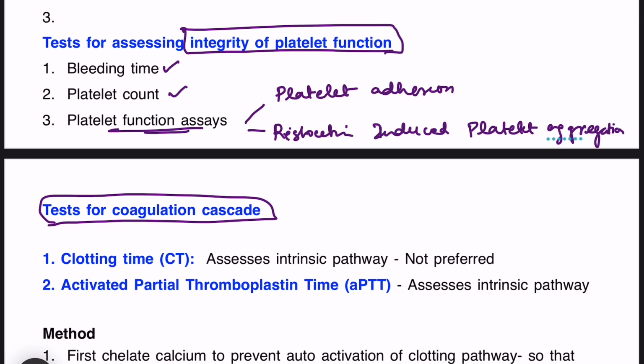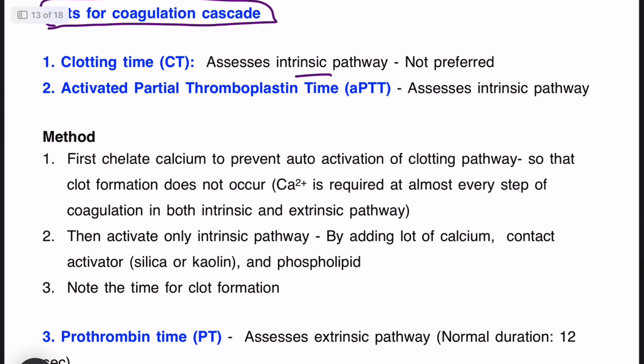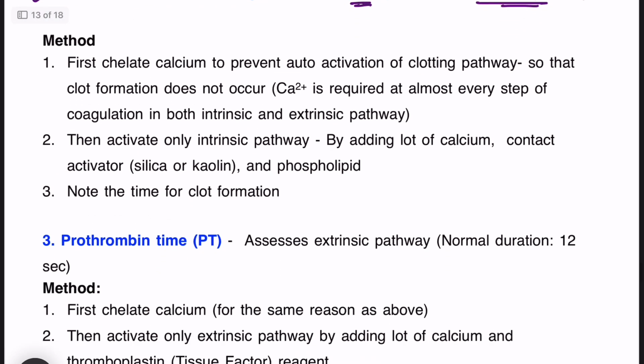Then for the coagulation cascade, there is clotting time, which assesses the intrinsic pathway, and this is not preferred because it is not accurate. Then we have APTT, activated partial thromboplastin time, for assessing the intrinsic pathway. Then we have prothrombin time, for assessing the extrinsic pathway. So any abnormality in the intrinsic pathway only, APTT will be prolonged. Any abnormality in the extrinsic pathway only, PT will be prolonged.